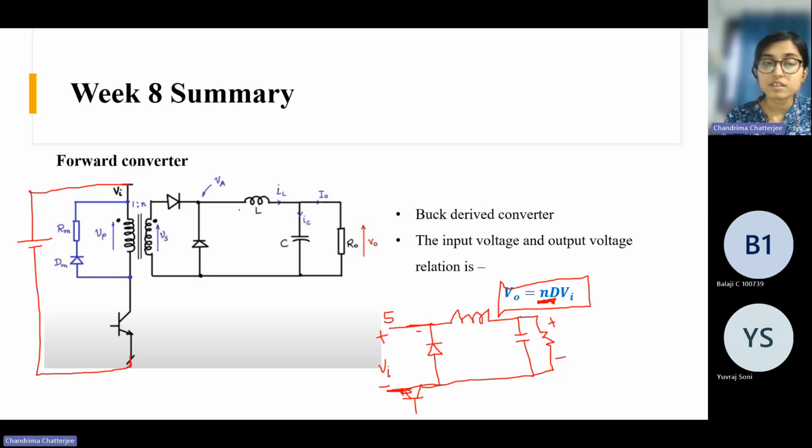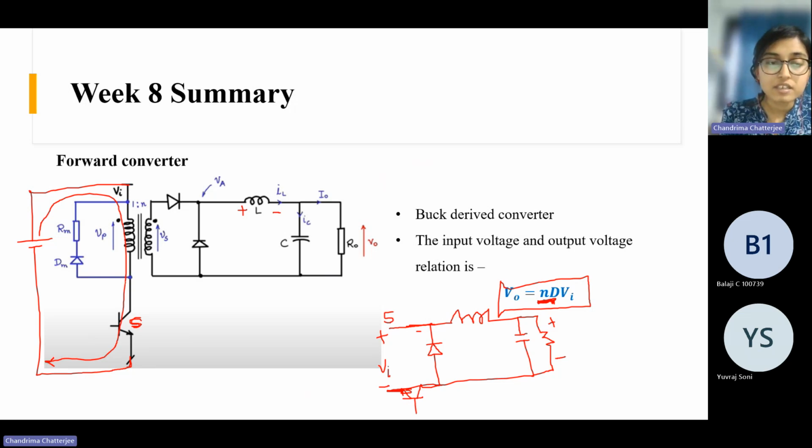We discussed this, but anyway, I will just repeat in brief. So we shall discuss the operation. What happens? We will mark this switch as S. When the switch is turned on, the current will flow in the primary circuit like this through the switch.